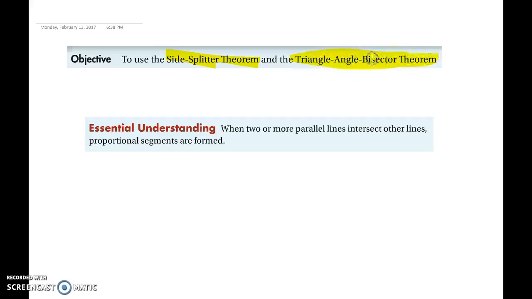So that's what we're going to learn in this section: the side splitter theorem, and then the triangle angle bisector theorem. For this video, what we're going to be able to understand at the end is that when two or more parallel lines intersect other lines, proportional segments are formed. So once we have these parallel lines intersecting other segments, we know they're going to be forming proportional segments. Remember, this is section 7.5 and is the end of our chapter 7, and this is broken up into 3 videos.